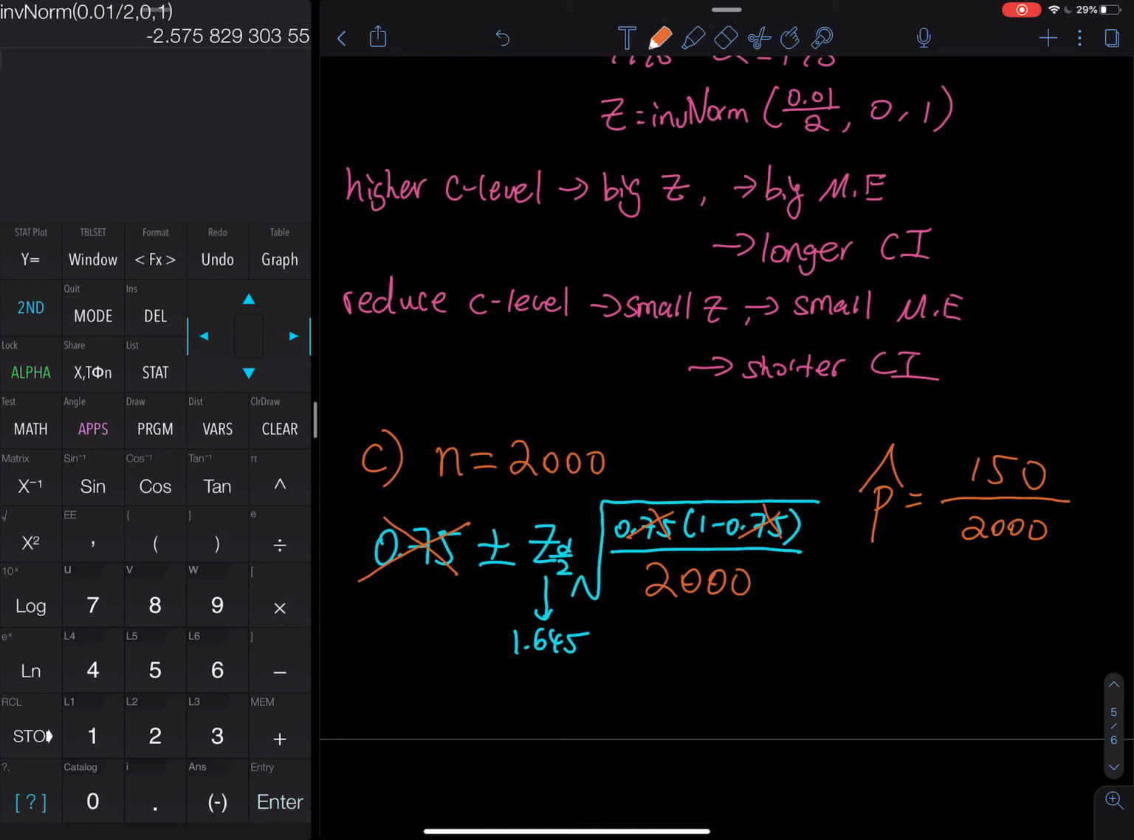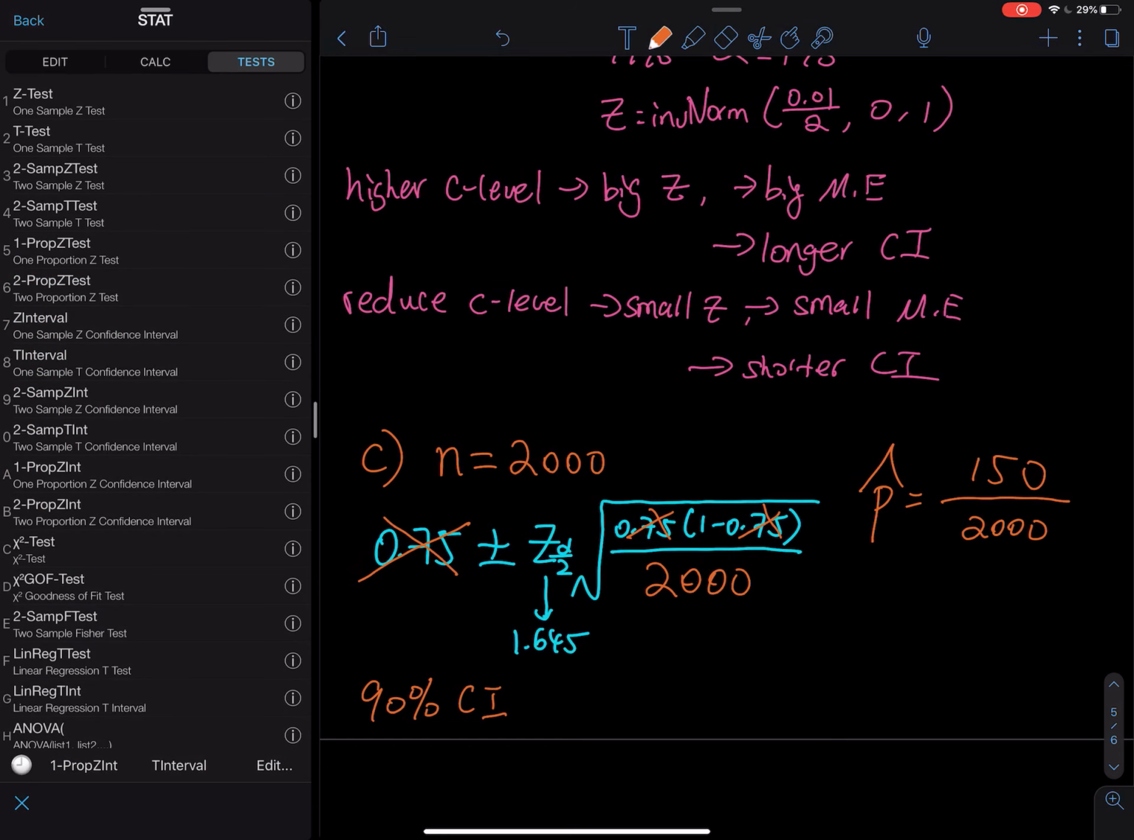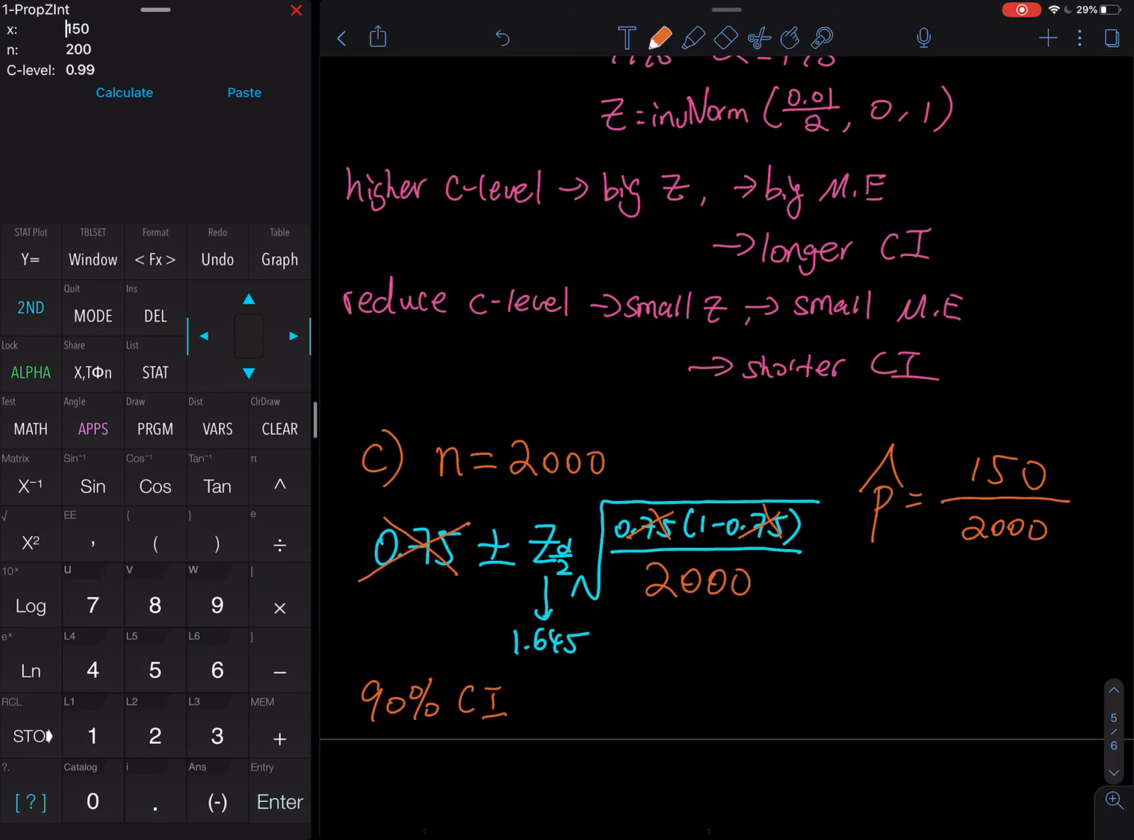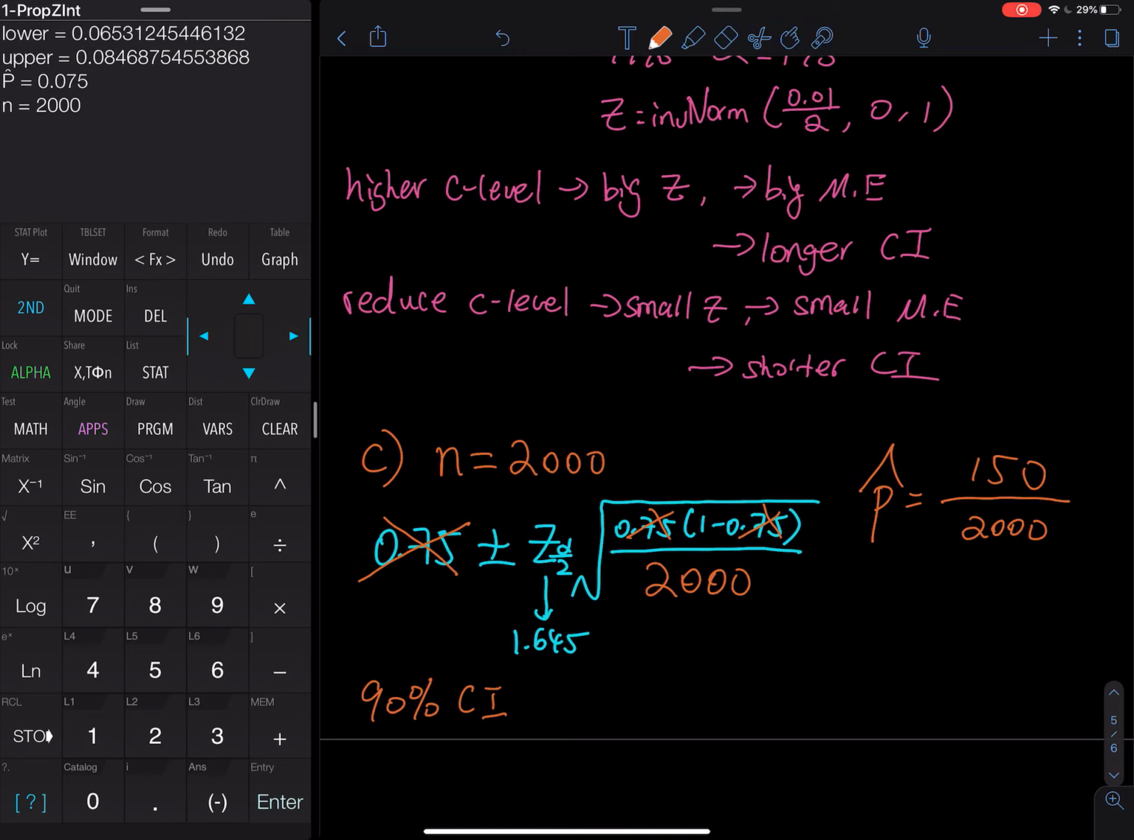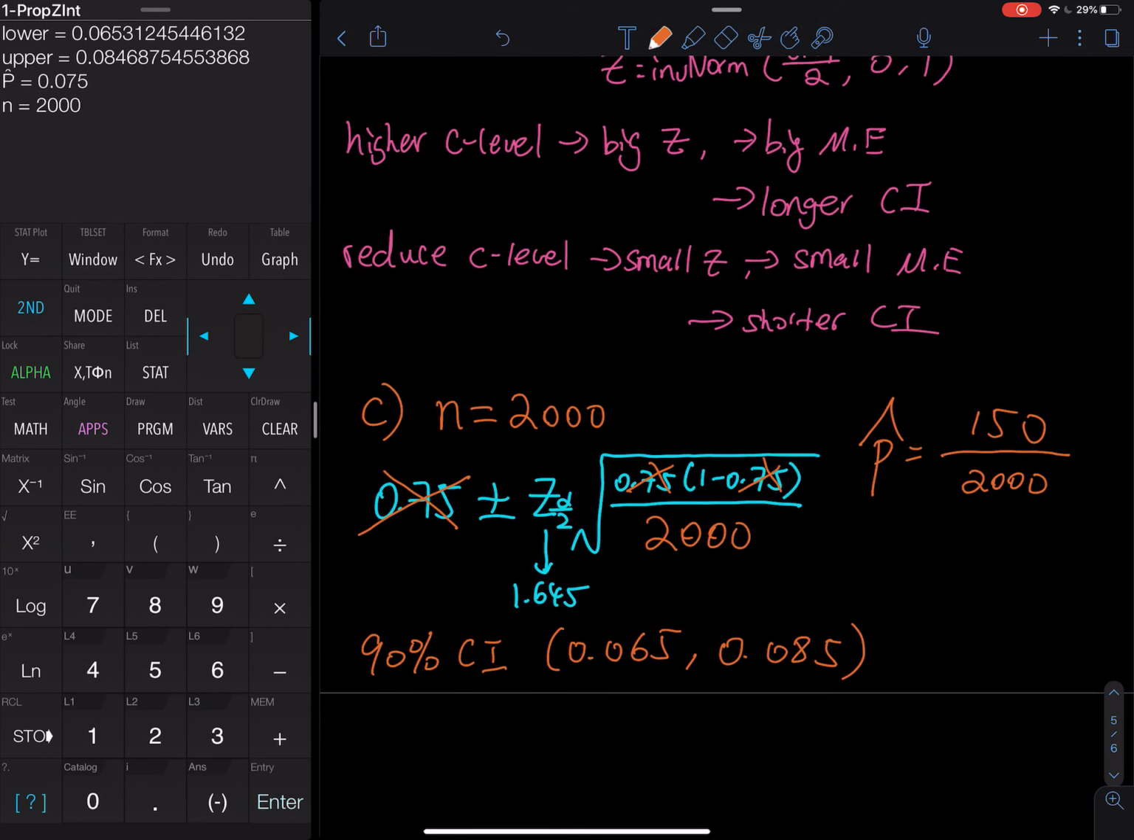Okay, let's go ahead and calculate the confidence interval first. I need to calculate a 90% confidence interval. So go to stat, then go to test, and then run a 1 proportion z interval. The x, you cannot change, but you increase the n to 2000. And then the confidence level is 0.90. Let's calculate that real quick. So this one is 0.065 and then 0.085. Okay, and let's keep 4 decimal places.